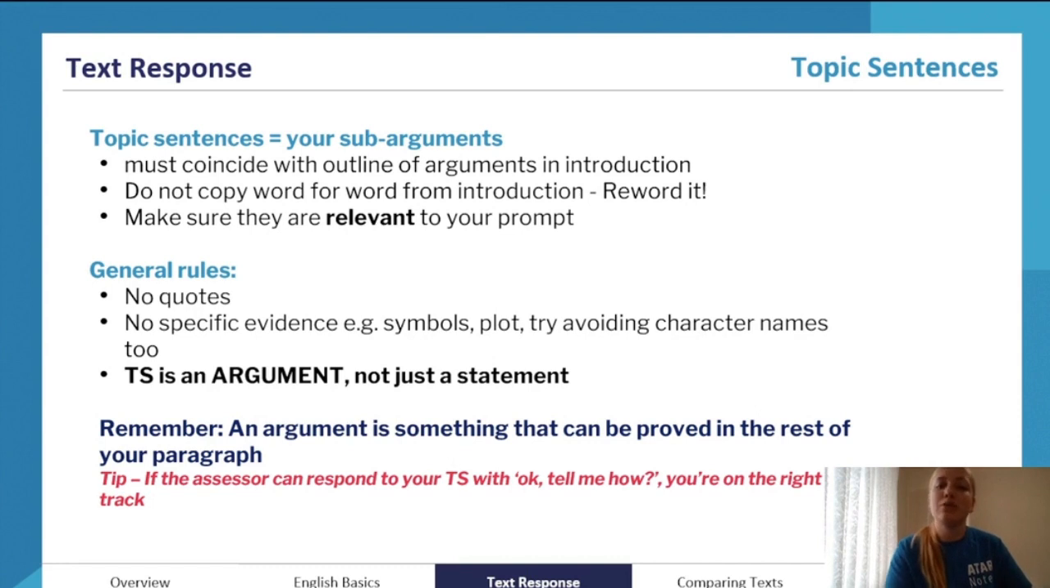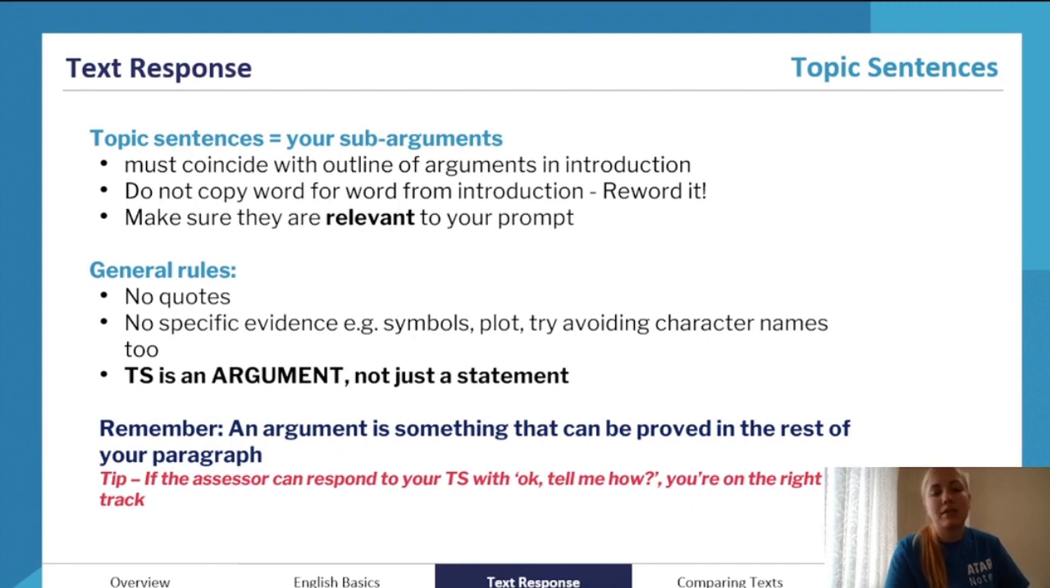So make sure that you practice that when you do plans. And we've seen some great examples of plans today that you can use to guide you from these slides. Make sure they're relevant to your prompt and you have addressed all of the keywords in the prompt. If you don't, you won't get very high marks. So treat planning seriously. Don't put quotes, no evidence in your arguments, no character names as well. You can use the word characters or mention a character group, but we don't want to see character names.